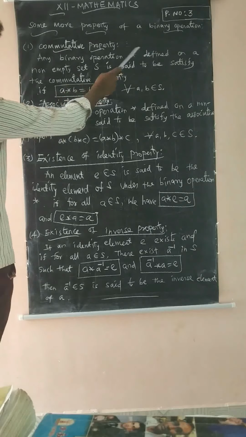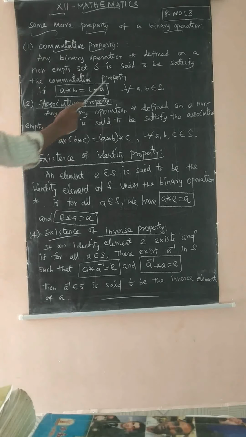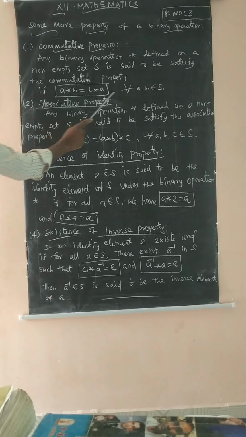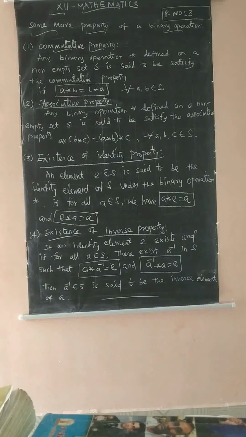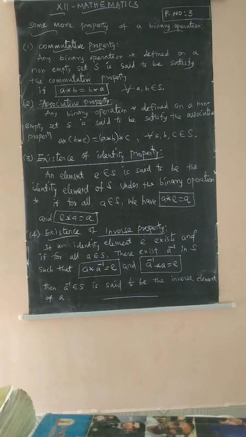Any binary operator star defined on a non-empty set S is said to satisfy the commutative property if A star B is equal to B star A, for all A, B belonging to the non-empty set. If this condition is satisfied, then star satisfies the commutative property.